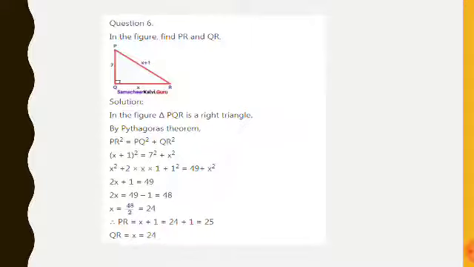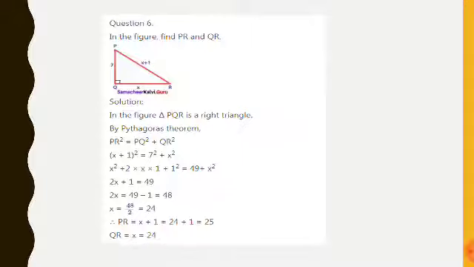PR square, the PR equal to x plus 1. So x plus 1 the whole square equal to 7 square plus x square. That means x plus 1 the whole square, the (a plus b) the whole square formula. What is the a plus b the whole square formula? a square plus 2ab plus b square. Okay. Then x square plus 2x plus 1 square equal to 49 plus x square.